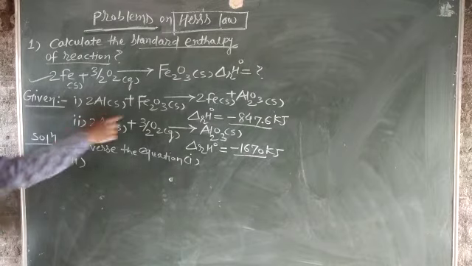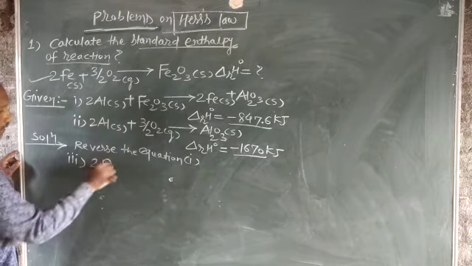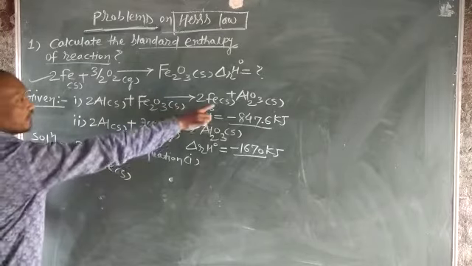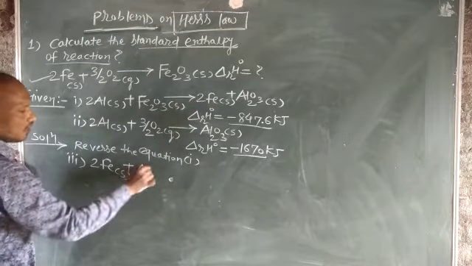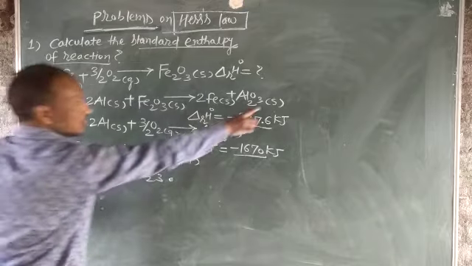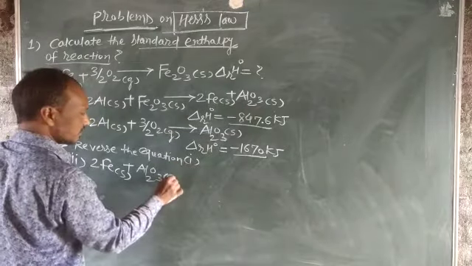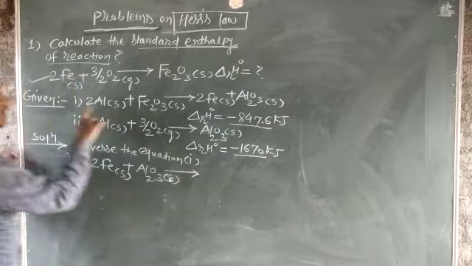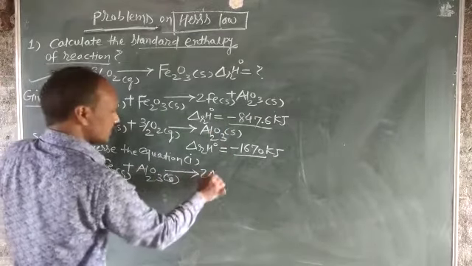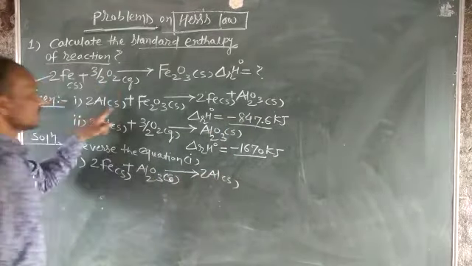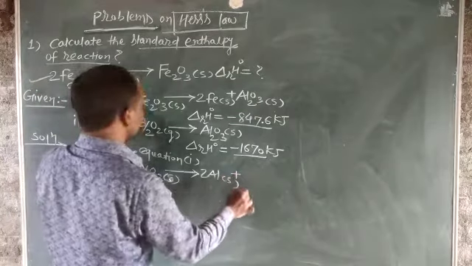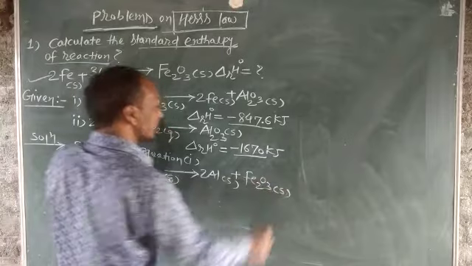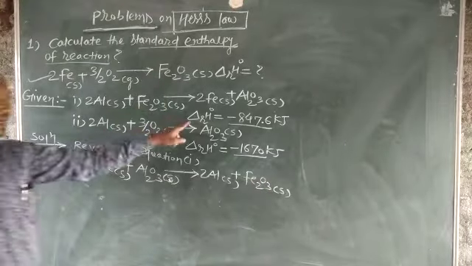So this equation number 3 will be 2Fe. 2Fe कसा है पहा? Solid. 2Fe solid plus what? Al2O3. Al2O3 again what it is? Solid. What it forms? It forms this 2Al. 2Al कसा है? Solid plus Fe2O3. Fe2O3 again कसा है? Solid.